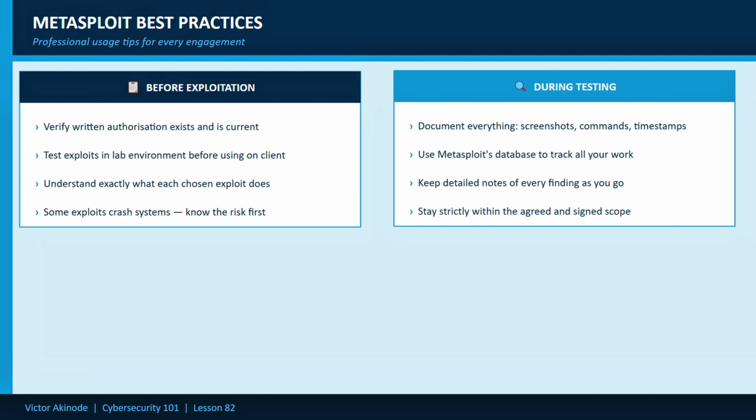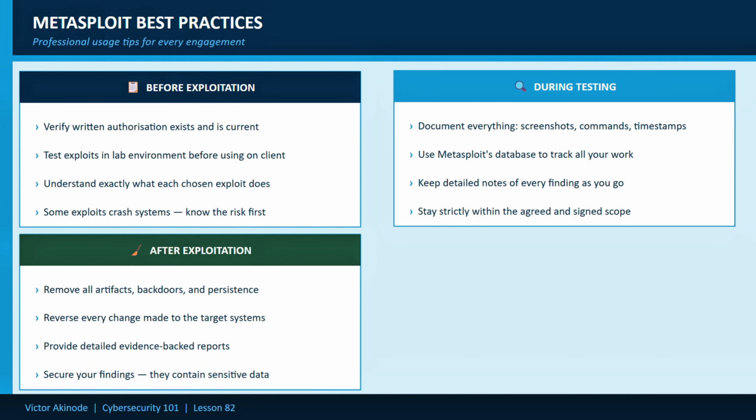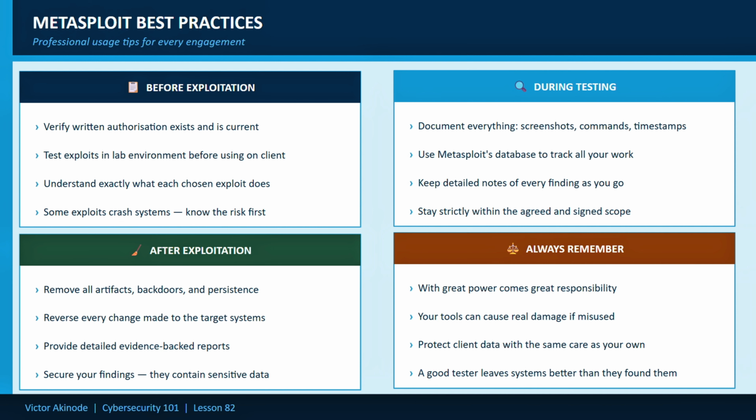You can use Metasploit database to track your work. It stores hosts, services, credentials, and sessions automatically. And after exploitation, clean up all artifacts and backdoors you created. Remove any persistence mechanisms you installed. Provide detailed reports and evidence and screenshots, and secure your findings because they contain sensitive information about vulnerabilities. Remember, with great power comes great responsibility. Metasploit can compromise systems in seconds, so use it ethically, legally, and professionally. A good tester leaves systems better than they found them.